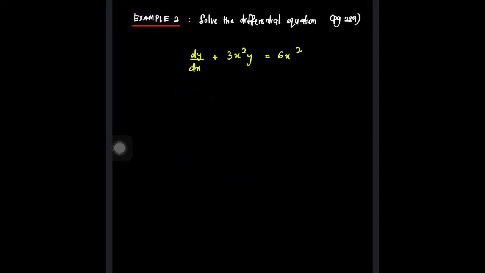Now look at example 2, page 289. Solve the differential equation. We have here dy over dx plus 3x squared y is equal to 6x squared. So what is the first step? You have to make sure everything is in order. So it's already in order. We have dy over dx plus p(x)y is equal to q(x). So therefore, you already identify your p(x). So our p(x) is equal to 3x squared, and this is your q(x).